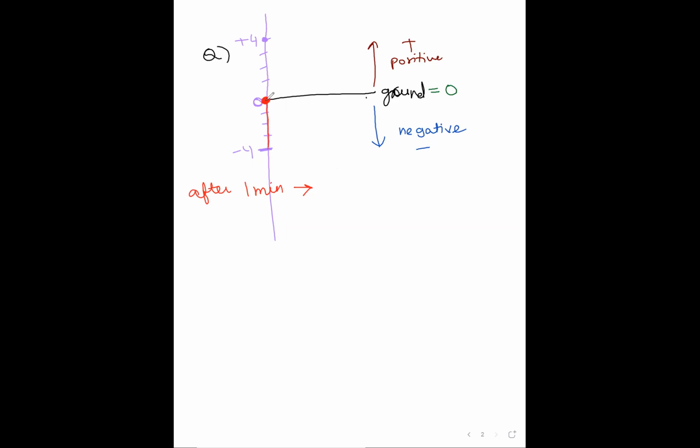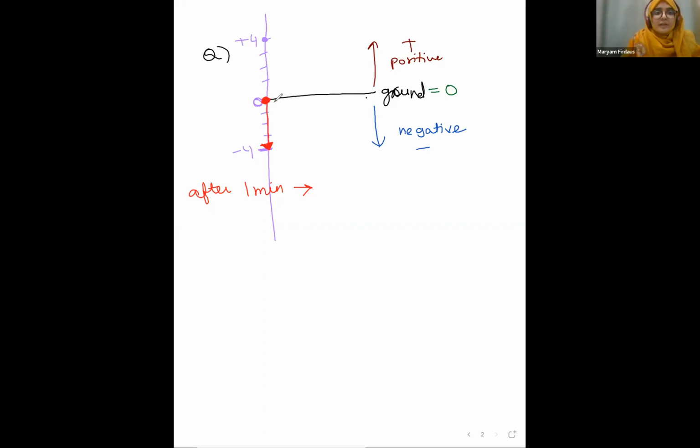Minus 4. Yes. Okay, why is it minus 4? Because it's descending. But why only minus 4? Why not minus 3? After 1 minute, why won't it reach minus 3? Because it only goes down 4 meters in 1 minute. Yes, it goes 4 meters in 1 minute.